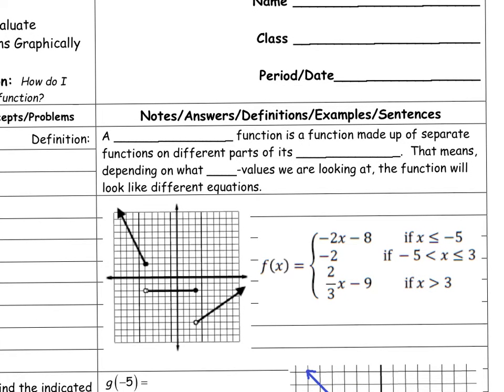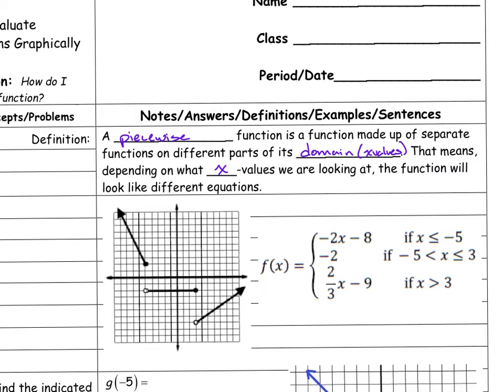from a graph. So the first thing we're going to do is actually define what a piecewise function is so that you guys know. A piecewise function is a function made up of separate functions on different parts of its domain. And remember, domain is the x values, right? That means depending on what x values we're looking at, the function will look like different equations.